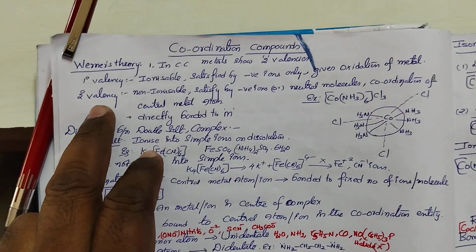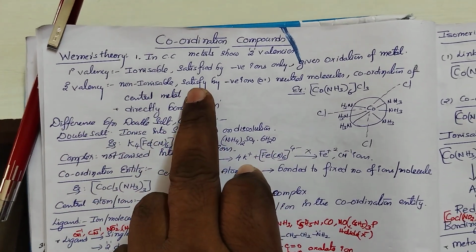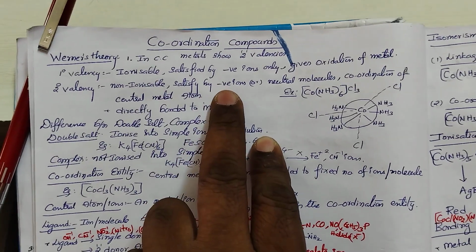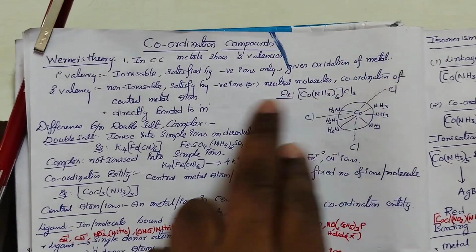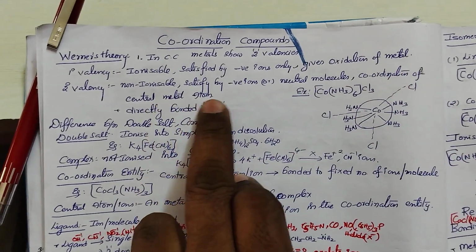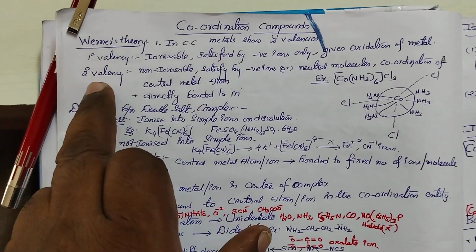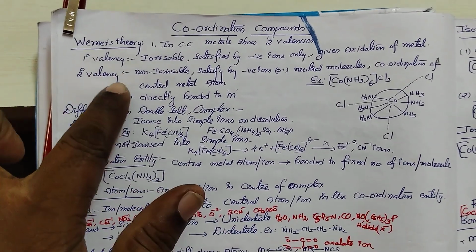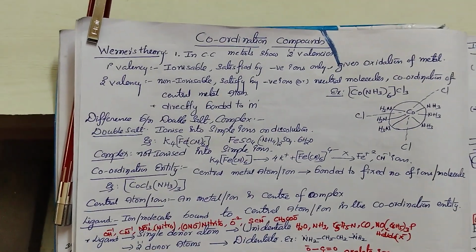And secondary valency is non-ionizable. This valence is satisfied by negative ions or neutral molecules. It also gives the coordination number of the central metal atom. If any ligand is directly attached to the central metal atom, it is the secondary valency.